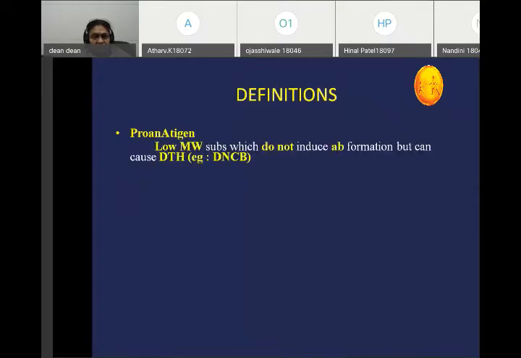Another term which is used commonly is pro-antigen. These are low molecular weight substances that will not produce antibodies, but they can cause delayed type of hypersensitivity reaction. Dinitrochlorobenzene is an example of pro-antigen.